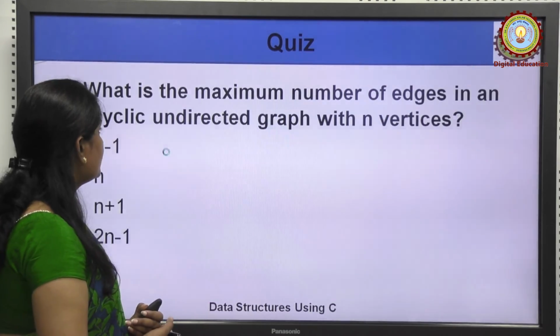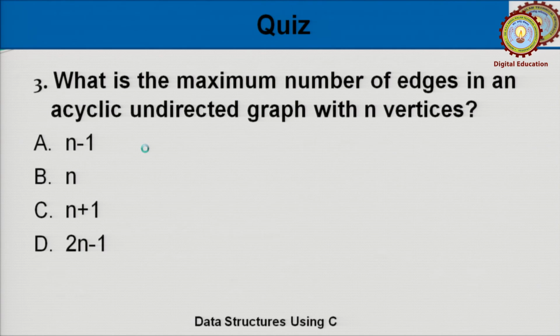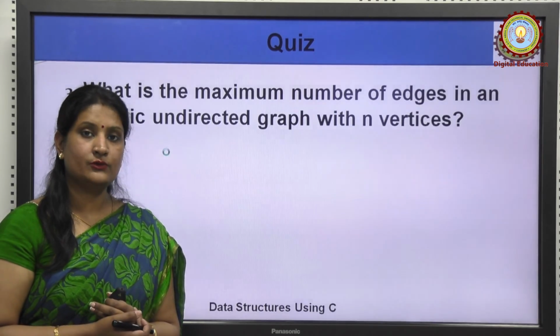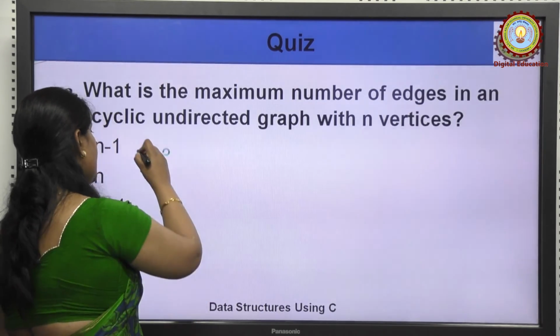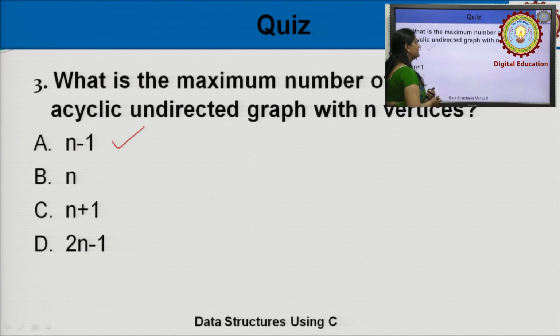Next, what is the maximum number of edges in an acyclic undirected graph? Acyclic undirected graph, that means it can be a tree that is minimally connected. So for n number of nodes, there are n minus 1 edges in the acyclic undirected graph. The option is A.